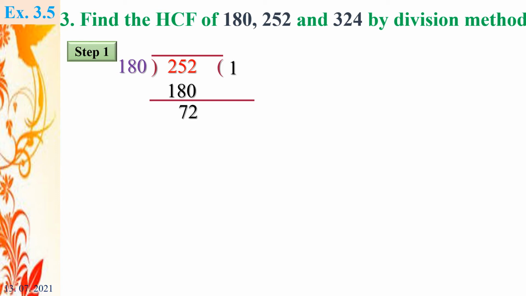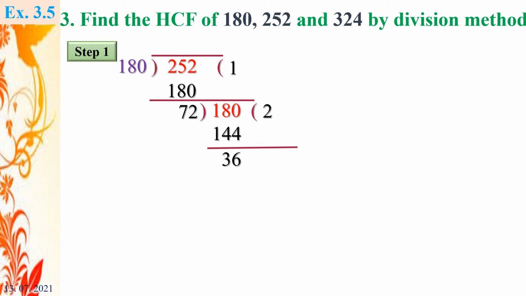Then follow the second step. Divide the divisor by the remainder. Here the divisor is 180 and the remainder is 72. Now we are going to divide the divisor by the remainder. How many times do we have 72 in 180? We have 2 times. 2 72s are 144. Now subtract, we'll get 36 as remainder.